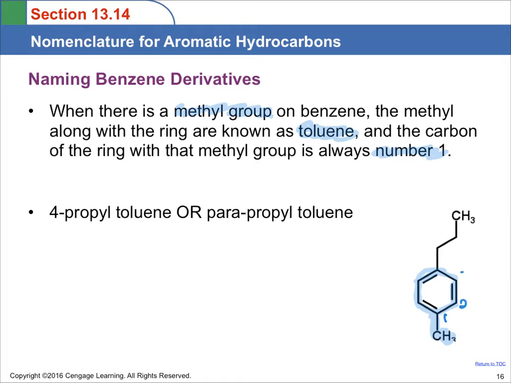We go whichever direction gives the other group the lowest possible number, which either direction gives the other group a number 4. This other group is 3 carbons, which is a propyl group. So 4-propyl, and then toluene. So we don't say methylbenzene. Methylbenzene is toluene. Because it's 1,4, we could also call it para-propyl toluene. So again, here the key is whenever you see that toluene, you know that it is a methyl group on a benzene ring, and then the other group is going to be indicated by either the ortho, meta, para or a number to tell you where it is.